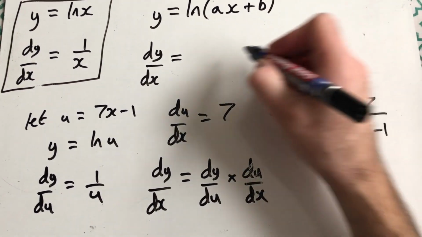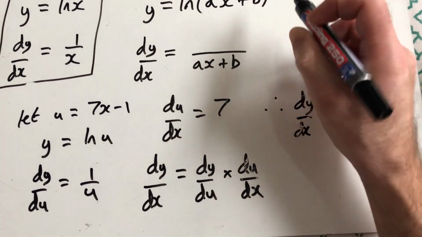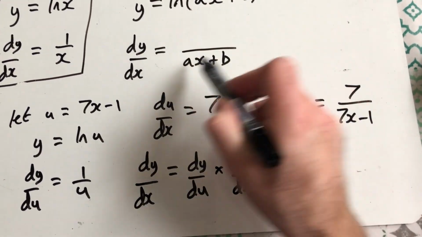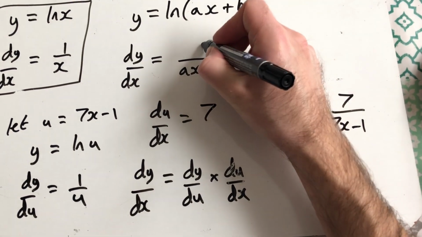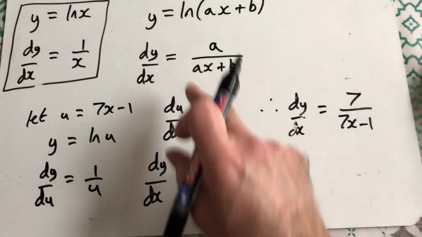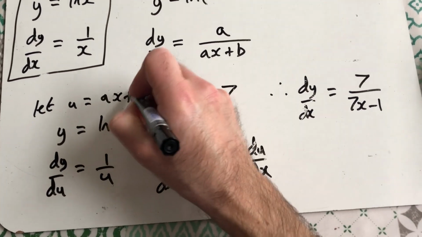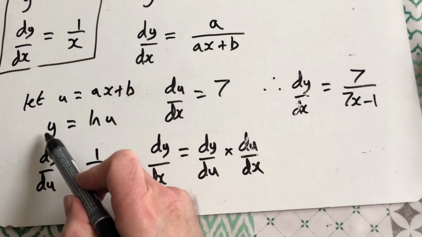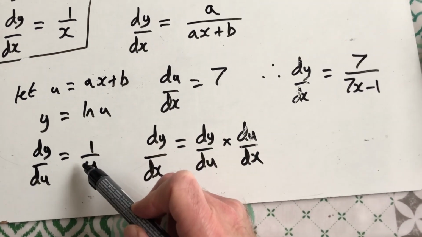Well, hopefully, on the denominator, you've got ax plus b. That's always a given. So it's always the case that that will go on the denominator, but on the numerator, are you figuring out what it is? It's going to be a. Why is that? Well, if you just go ahead and change all this working, so instead of 7x minus 1, I'm going to write ax plus b there. And then this will be the same. Y equals natural log of u, because u is that. dy du is 1 over u, yes.